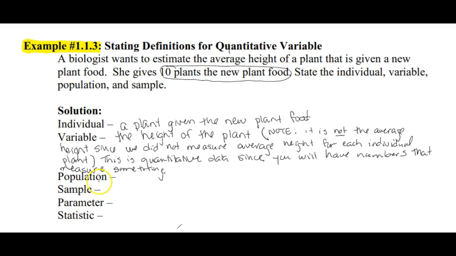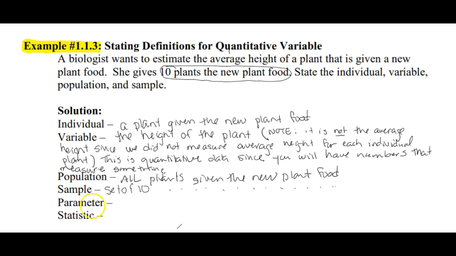So again, our population would be all such plants. So the individual is a plant given the new plant food. So the population would be all plants given the new plant food. And the sample is just the set of 10 that we're going to be actually collecting data from. So this is going to be the set of 10 plants given the new plant food.